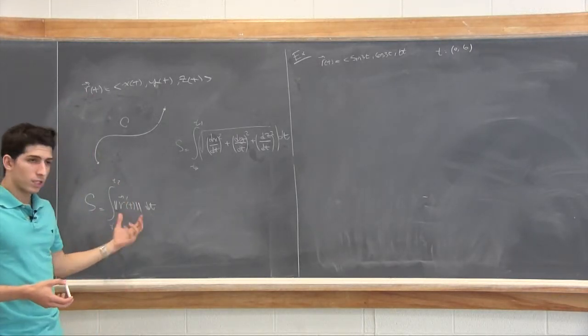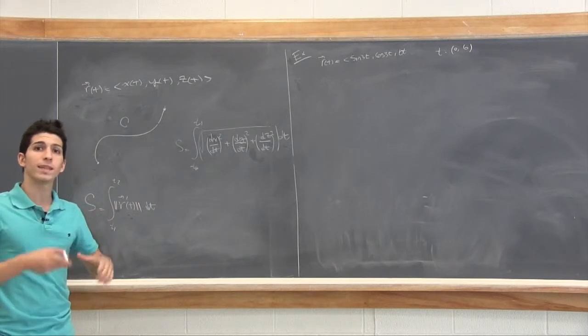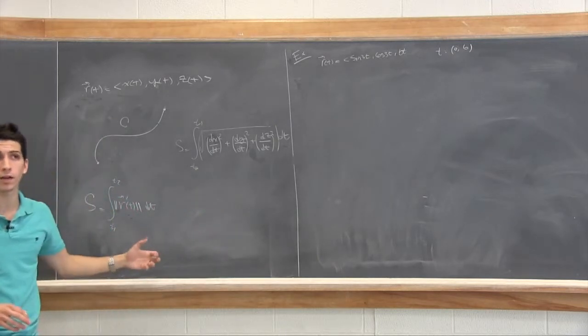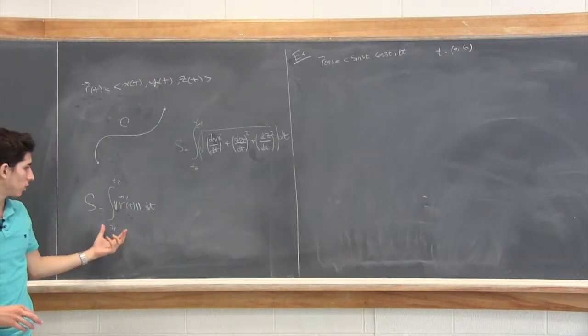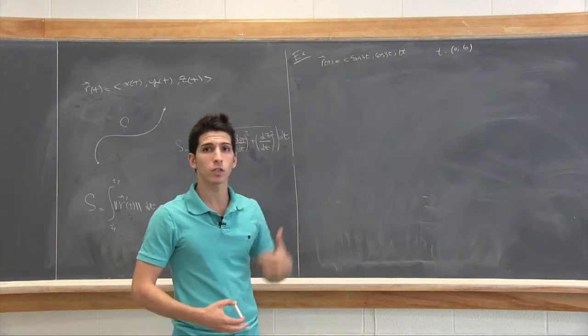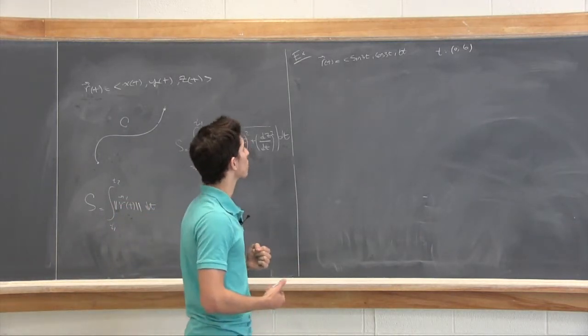We're going to differentiate it to get our velocity vector, and then take the magnitude of that, and in turn get this, and integrate it from whatever, over whatever your interval is, okay? So let's go ahead and do a quick example just to see how this plays out.